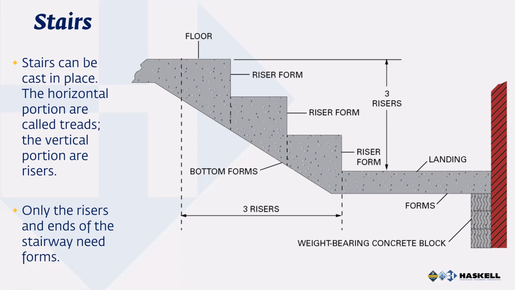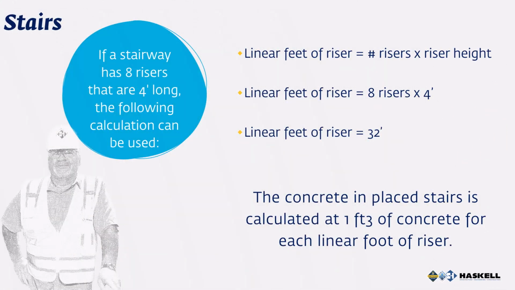Treads are the horizontal parts of the stair. Risers are the vertical parts. Only the vertical parts of formed concrete stairs and the ends of the stairway need forms. There is 1 cubic foot of concrete for each linear foot of riser. So if a stairway has 8 risers that are 4 feet long, the volume of the concrete is 32 cubic feet.